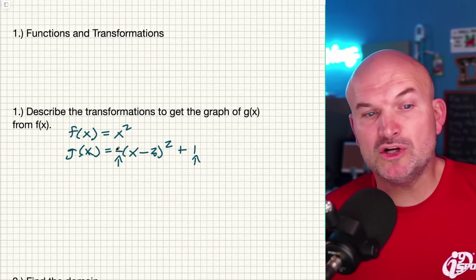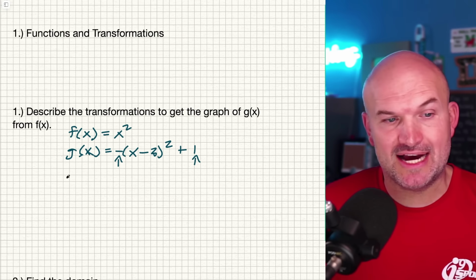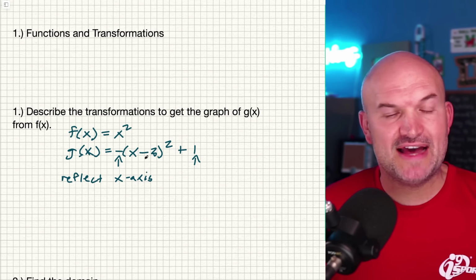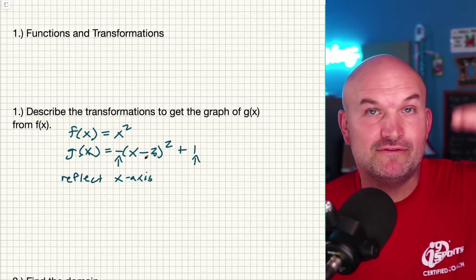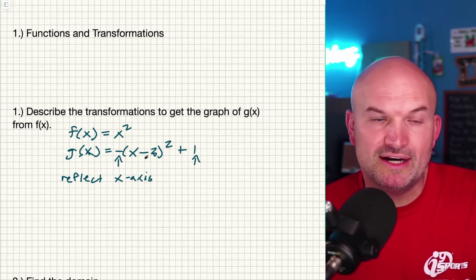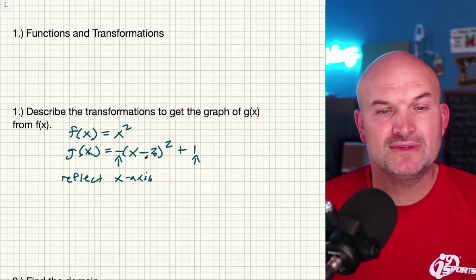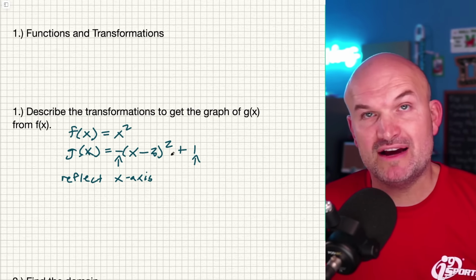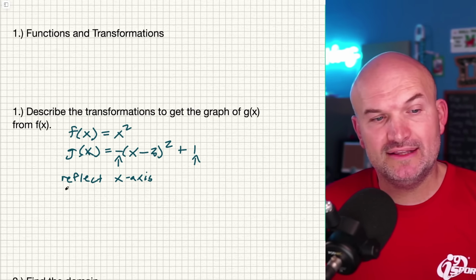Whenever we are multiplying by a negative on the outside, that is going to be what we call a reflection about the x-axis. Now, if that number was larger than 1, then we'd have a vertical stretch. And if it was less than 1, it'd be a vertical compression. When we are adding or subtracting outside of the function, that's going to be shifting the graph up or down. Since we're adding a 1, that's going to be a shift up 1 unit.